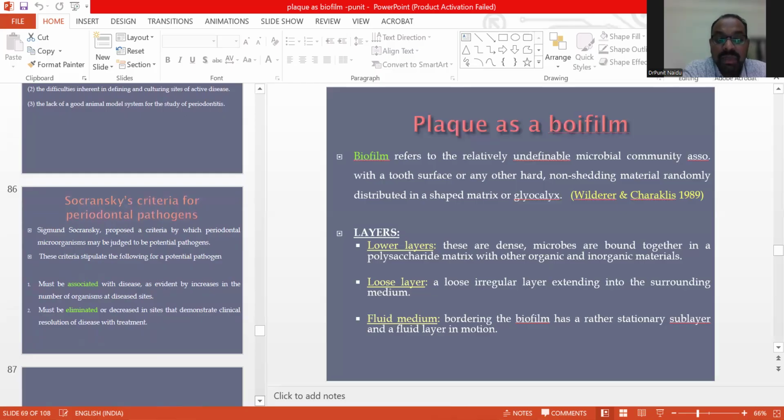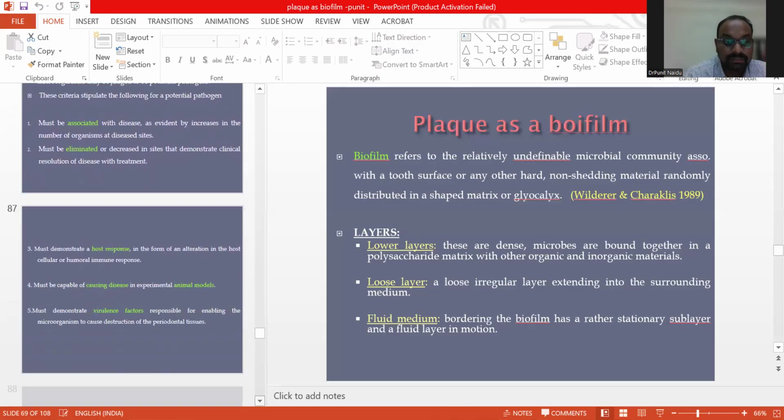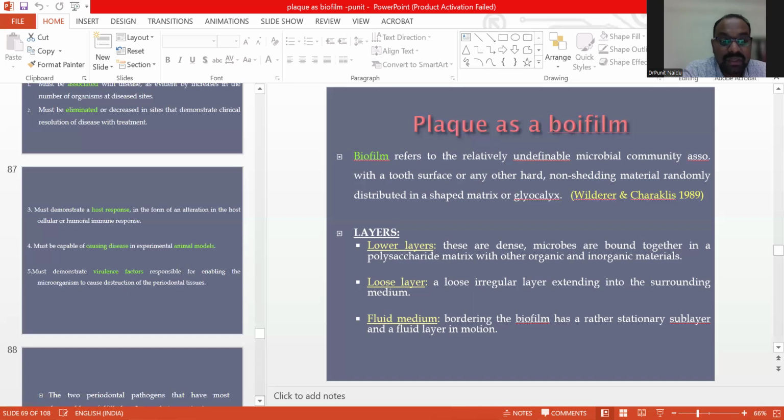The first one is that it must be associated with the disease, as evident by an increase in the number of organisms at disease sites. It must be eliminated or decreased in sites that demonstrate clinical resolution of disease with treatment. It must demonstrate a host response in the form of an alteration in the host cellular or humoral immune response. It must be capable of causing disease in experimental animal models. And it must demonstrate virulence factors responsible for enabling the microorganism to cause destruction of the periodontal tissue.